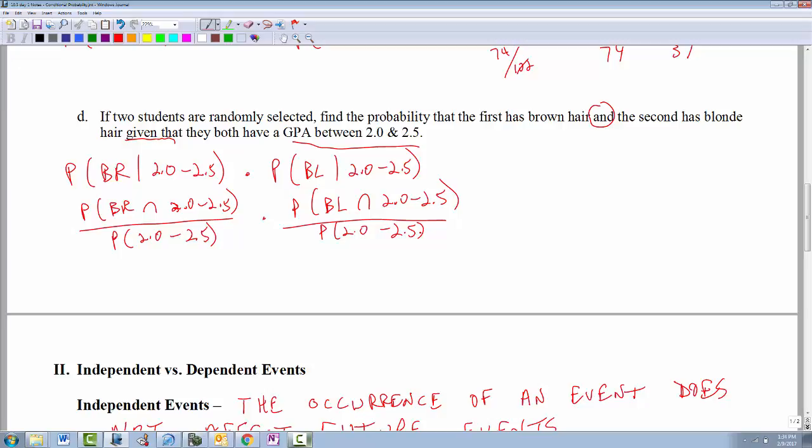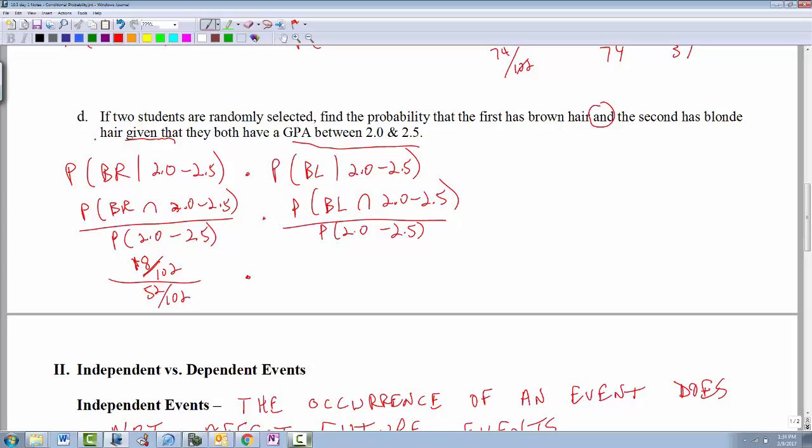Okay, how many brown hair people are in the 2.0 to 2.5 list? Look at your chart. Is it 18? Is there 18 in both brown and in the 2.0 to 2.5 list? How many total overall? 102. How many are in the 2.0 to 2.5 list? 52 out of 102. Times, let's just finish this off, then we'll do the canceling.